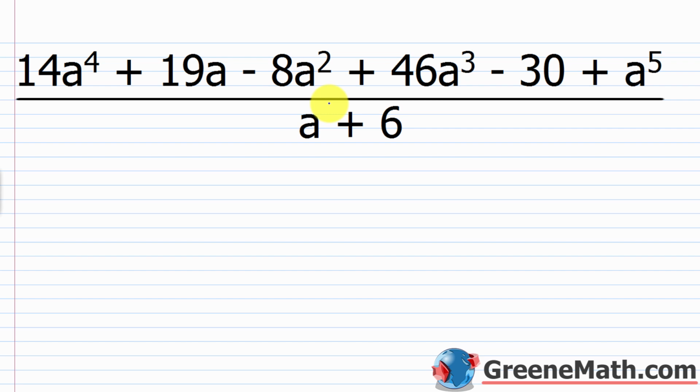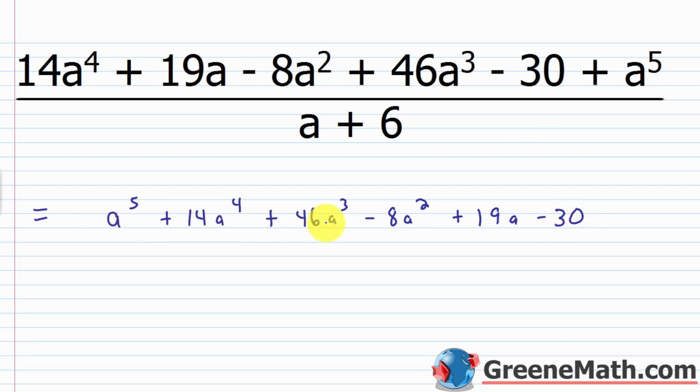So the first thing we want to do is put things in standard form, and account for any missing powers of our variable. So I'm going to put equals here, and the highest exponent is a 5. So I'm going to lead out with a to the fifth power. Then I'm going to go plus 14a to the fourth power. Then next we're going to have plus 46a cubed. Then next we're going to have minus 8a squared. Then we're going to have plus 19a. And lastly, we're going to have minus 30.